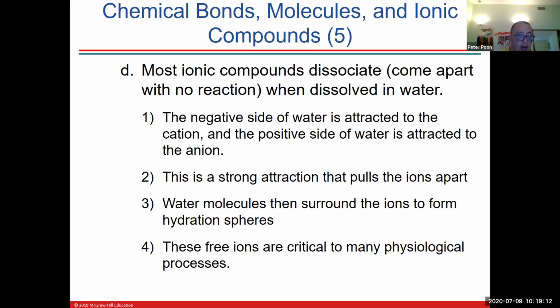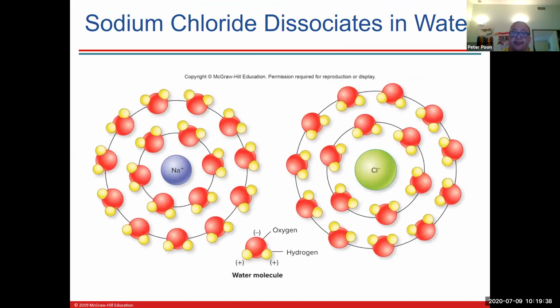Most ionic compounds will dissociate when dissolved in water. When you take salt and add it to water, the water will pull the chloride away from the sodium because the water is polar. This is what makes water such a great solvent.